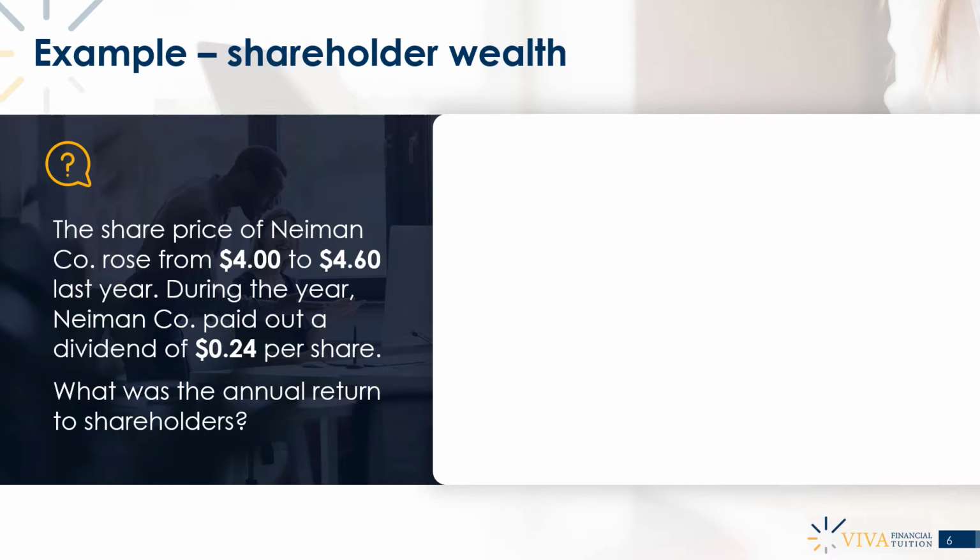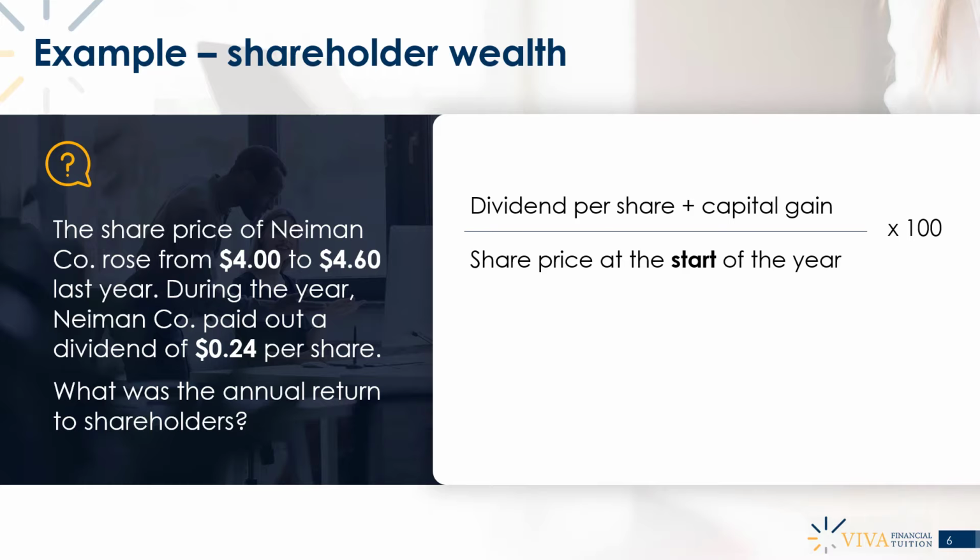Okay, here's that total shareholder return formula, where we take the dividend per share, add the capital gain per share, and divide it by the share price at the start of the year, times by 100 to turn it into a percentage. The dividend per share, we're given that in the question, that's 24 cents. And the capital gain, that's how much the share price went up, that's 60 cents. That's the difference between the $4 and the $4.60.